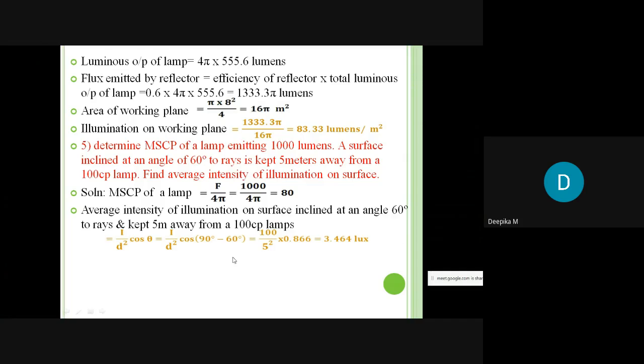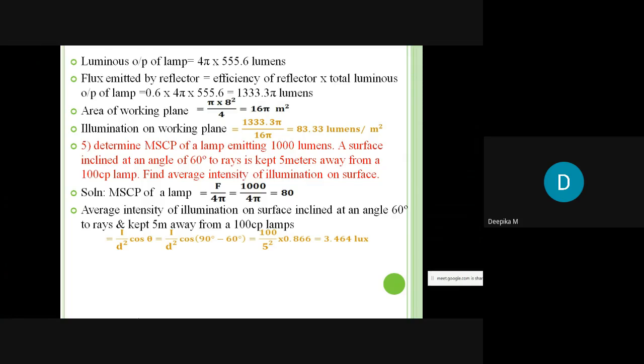the angle theta. So how do I calculate this angle theta? Theta is the angle between the normal drawn to that point on the surface which is inclined, and the light rays. So that is the angle theta. Therefore this 60 degrees is only the angle between the light ray and the surface, but we have to calculate the angle between the normal drawn to that point and the light ray. So that is 90 minus 60, which is 30.